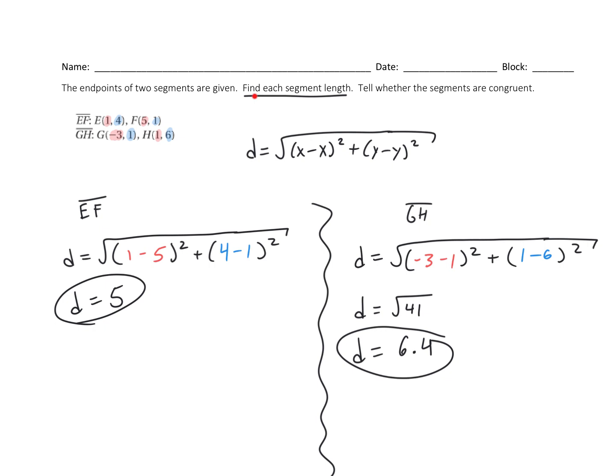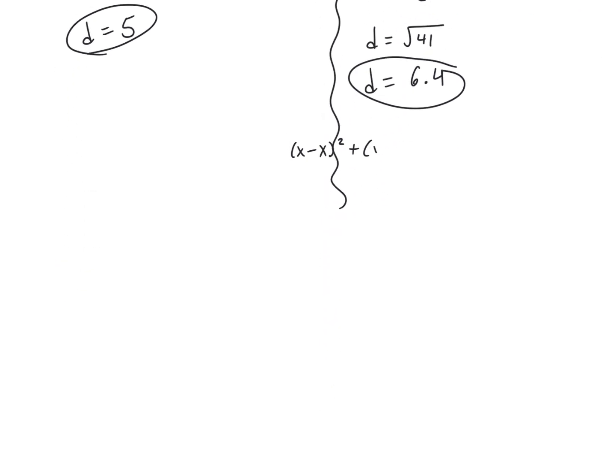So we found the length of each segment. So tell whether the segments are congruent. Well, let's think about what congruent means. Congruent means that the segments are equal. So that means if they're equal, they would have the same length. So 5 and 6.4. Do they have the same length? Well, no, they don't.